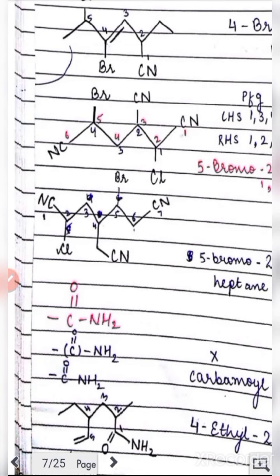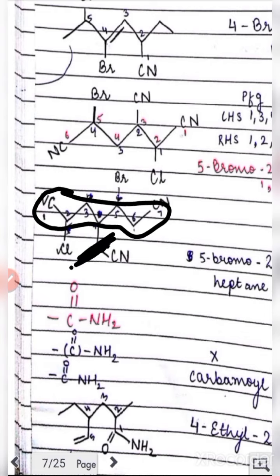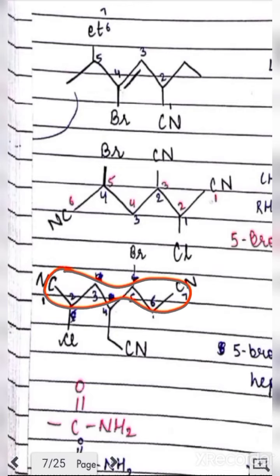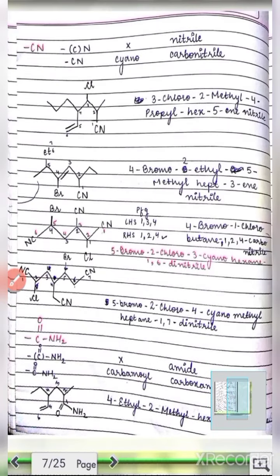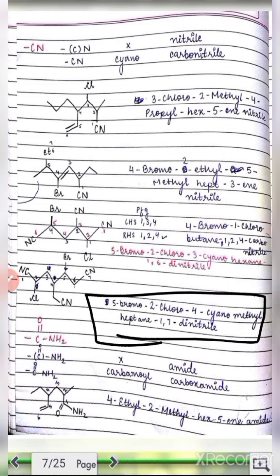So in our next example, this will be the main parent carbon chain. Similar case as that of CHO. This one is not excluded because the CH2 group is here. This is the main parent carbon chain, and these all will be the substituents, and the name is accordingly 5-bromo, 2-chloro, 4-cyanomethyl hept 1,7-dinitrile. This one is the correct name.